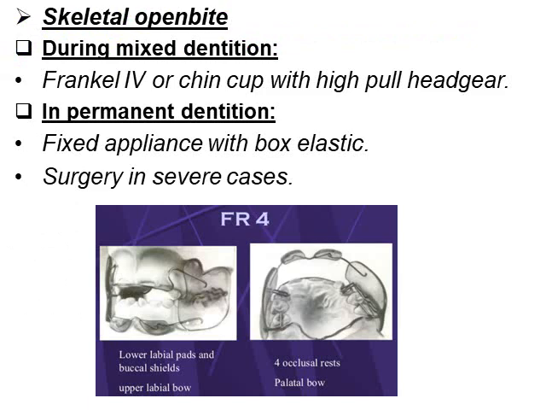While for a skeletal open bite, if it is during mixed dentition, we can use either a frontal fall or a chin cup with high headgear. In permanent dentition, we can use a fixed appliance with box elastics. Surgery is also used in severe cases.